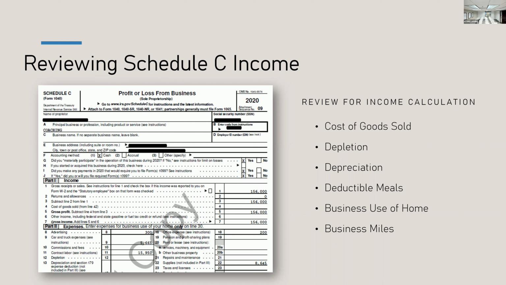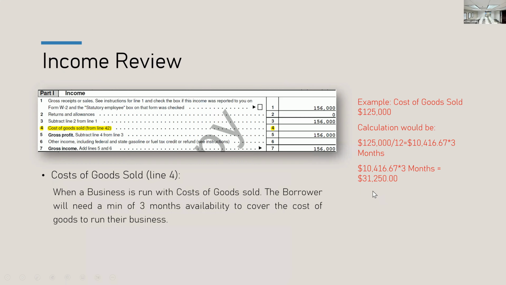So one thing to review when you're doing income calculations, these are big pointers we wanted to bring up because we are noticing in the underwriting department that they are being skipped over: cost of goods sold, depletion, depreciation, deductible meals, business use of home, and business miles. These are what we're going to be focusing on today, which is the majority of the business income calculations.